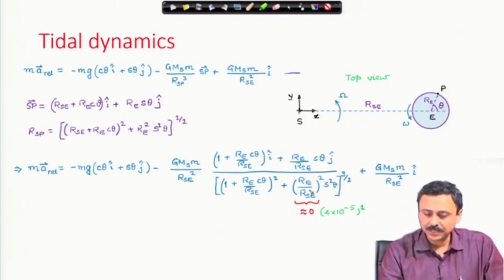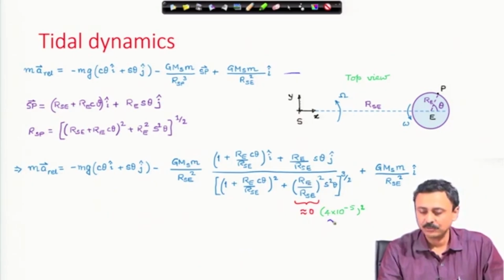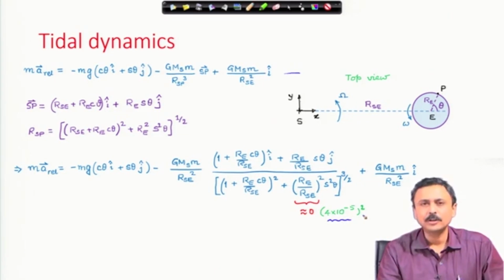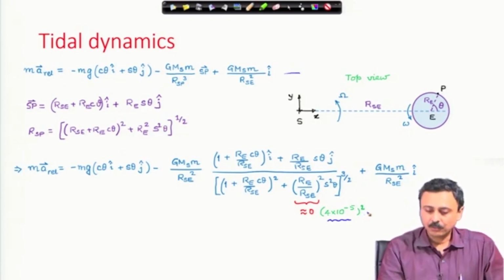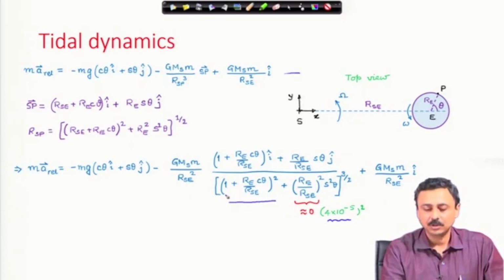Now, you will observe here we have radius of the earth divided by the sun earth distance whole square. Now, if you calculate, I had given you these values, radius of the earth divided by sun earth distance turns out to be 4 into 10 to the power minus 5, and square of that will be something like 10 to the power minus 10 or 10 to the power minus 9, which is very small. We will neglect it in comparison to this term, because this already has a 1.